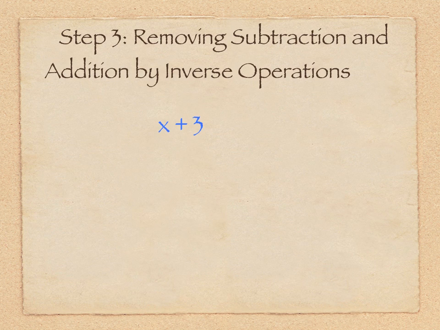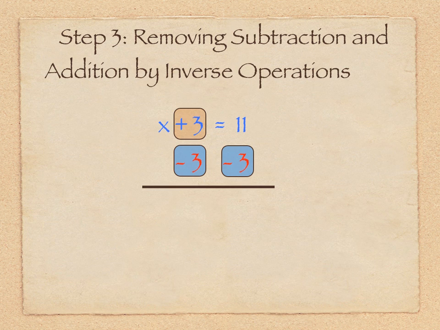So if we had an example like x plus 3 is equal to 11, then plus 3, adding 3 is the operation, and we want to do the inverse of that. The inverse of adding 3 is to subtract 3. But if we subtract 3 from one side, we need to remember algebra rule number 1, which is whatever you do to one side of the equation, you must also do to the other side of the equation. So we're going to subtract 3 from both sides.